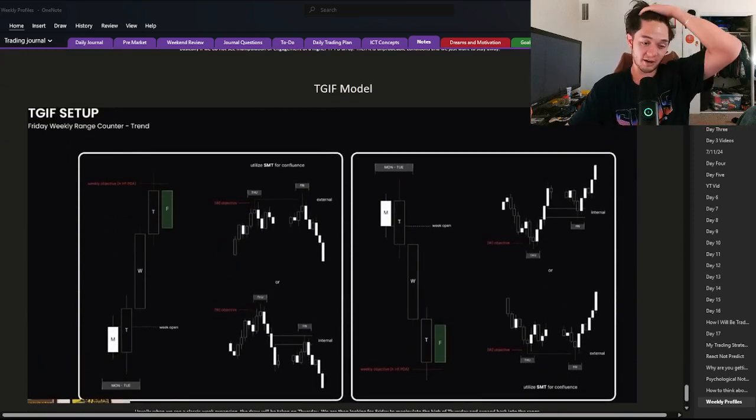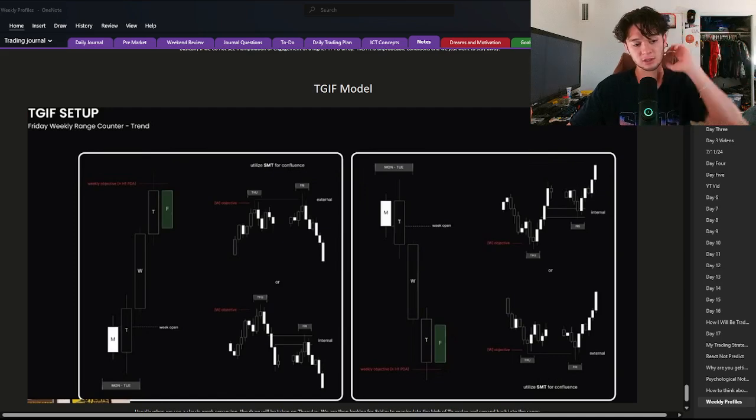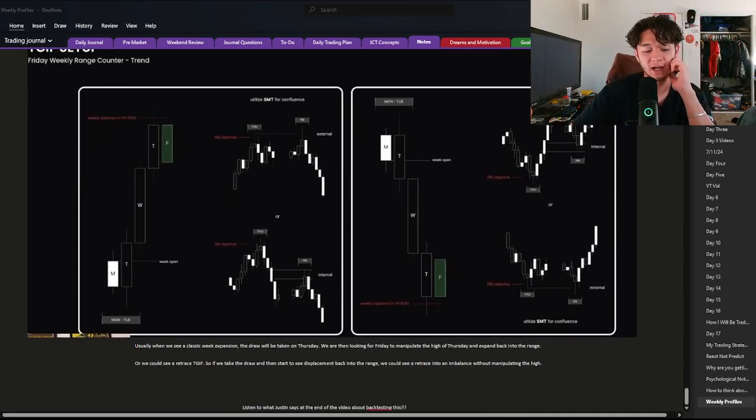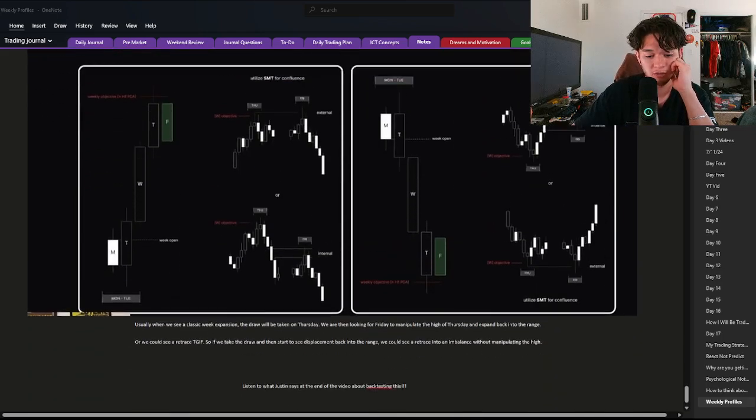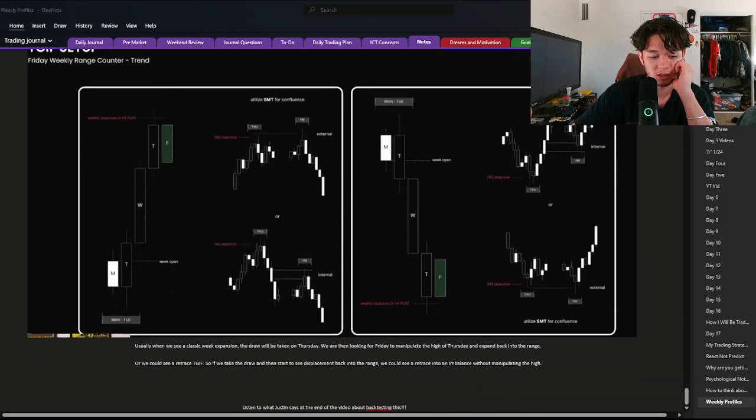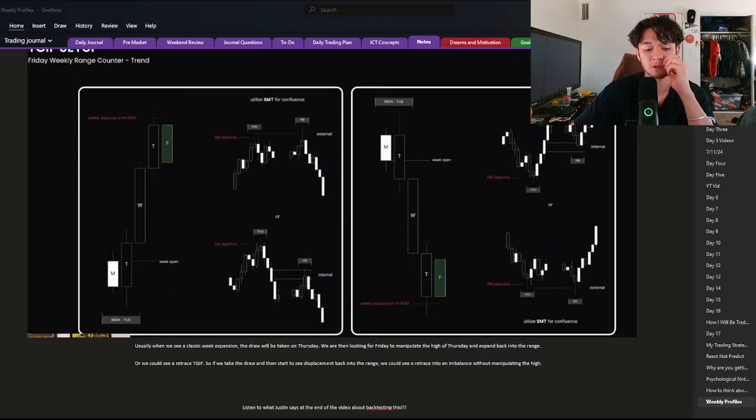The TGIF model, thank God it's Friday model. This usually happens on classic week expansion profiles. We will see maybe the draw be taken on Thursday, and then we could possibly see Friday open, manipulate that high, and get continuation down.